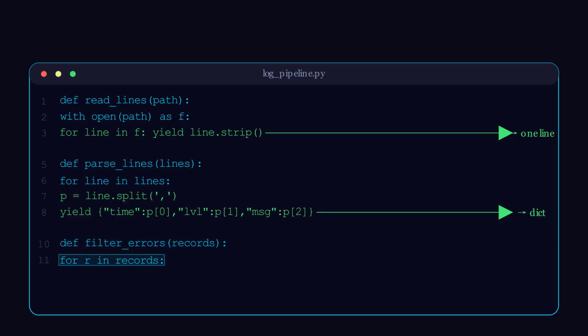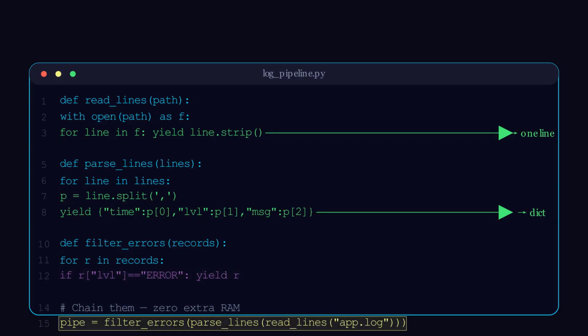This is how Pandas, Spark, and every big data tool works internally. Small composable generators chained into powerful pipelines.